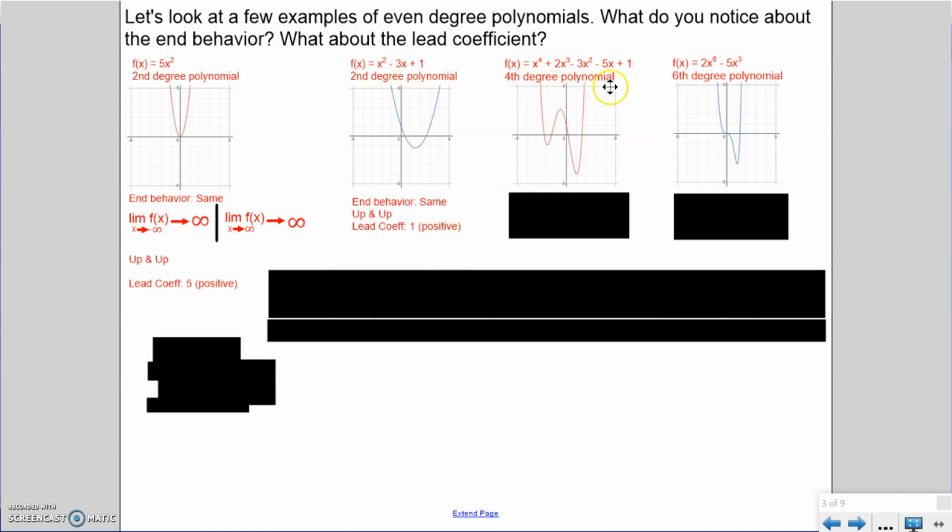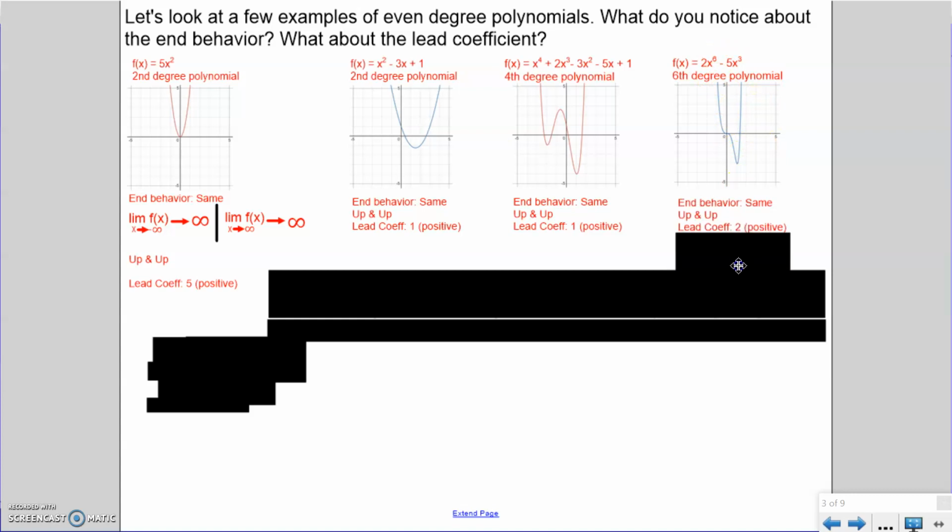Over here is the 4th degree polynomial, x to the 4th plus 2x cubed minus 3x squared minus 5x plus 1. It could have a lot of things, right? It could just be a single thing or multiple things. It goes up and up. That is same end behavior. And leading coefficient, again, it's 1, but more importantly, it's positive. Then here, this is a 6th degree polynomial because it's 2x to the 6th minus 5x cubed. Left side goes up, right side goes up. So same. Leading coefficient is 2.